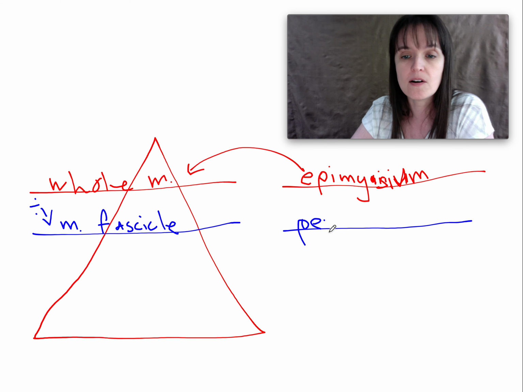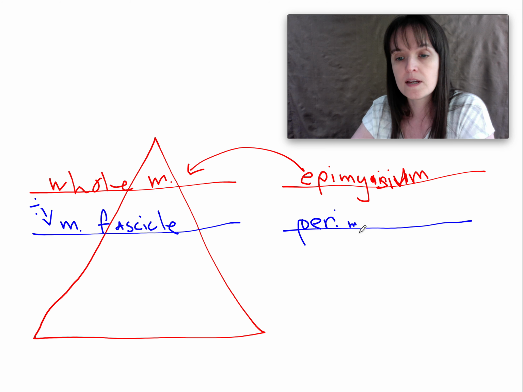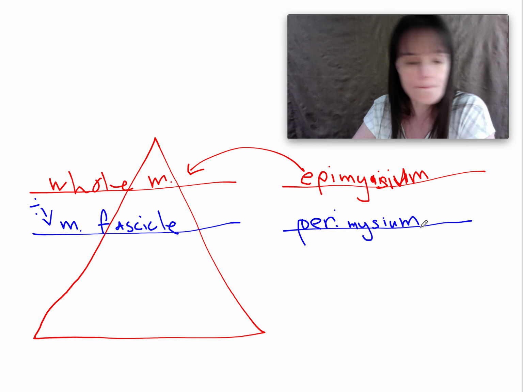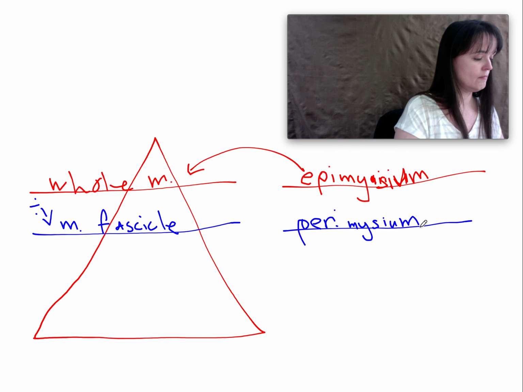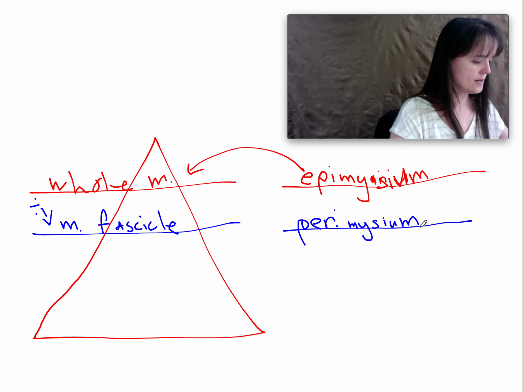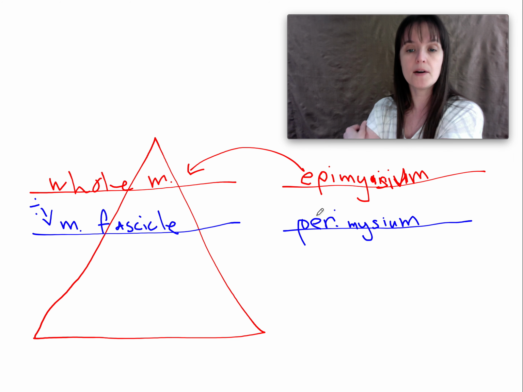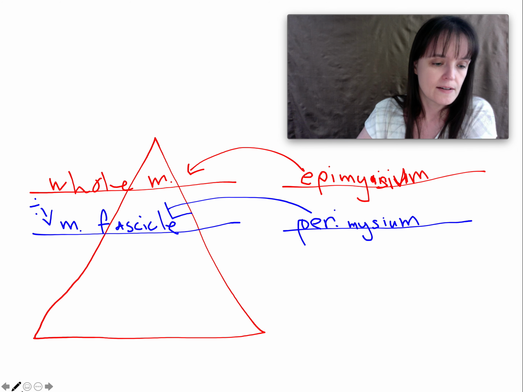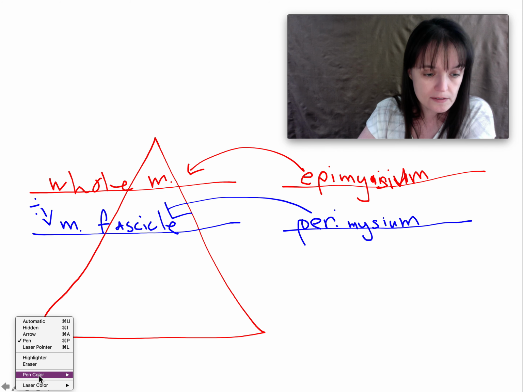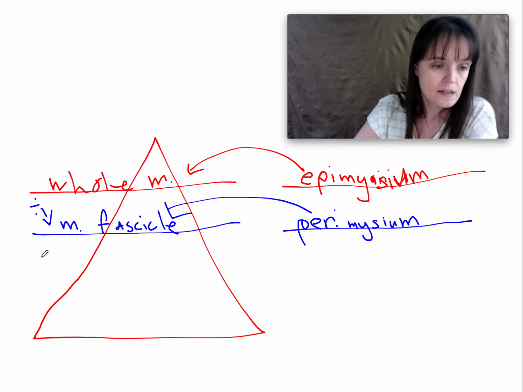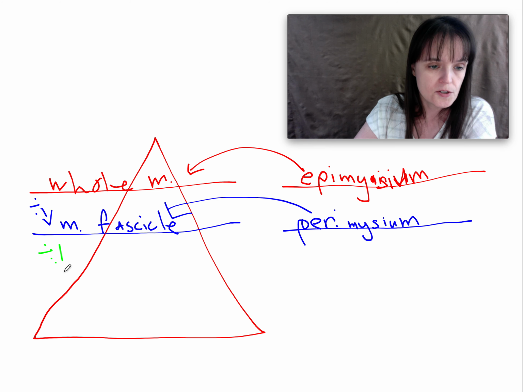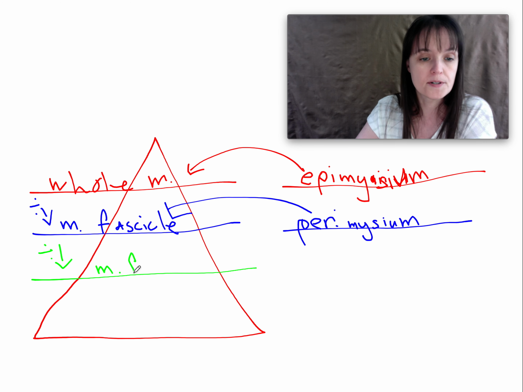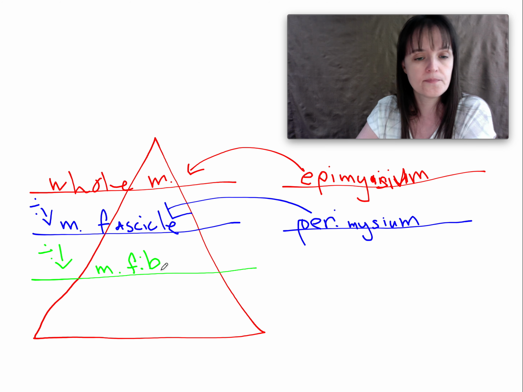Remember, peri, P-E-R-I, means around. M-Y-S-I-U-M. There's an I, right? Yeah. Okay. So perimysium surrounds each and every muscle fascicle. Now, each muscle fascicle you can divide up into individual muscle fibers. What's the other word for a muscle fiber?